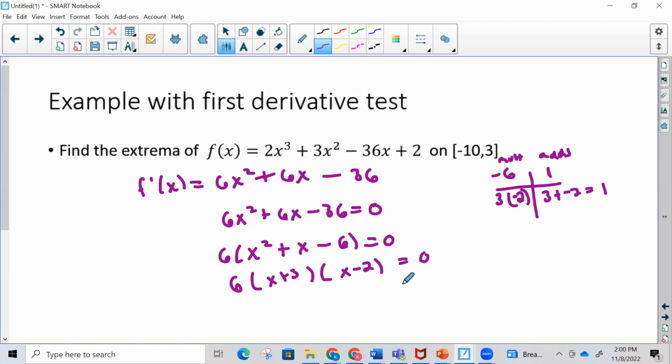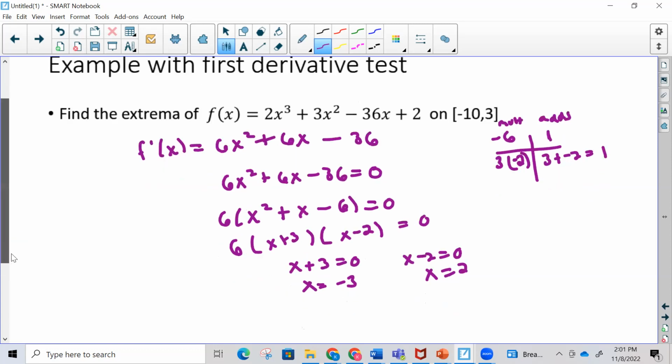And then we set each factor equal to 0. Now, 6 is a constant. It doesn't have a variable, so there's nothing to do with that. Okay, you could divide both sides by 6 and you would get the same thing. So you only set the factors that have a variable in them equal to 0, because we're trying to figure out where this equals 0. And if we solve this, we'd get x equals negative 3 and x equals 2. So if you plug in negative 3 or 2, you get 0. So those are my two critical numbers.